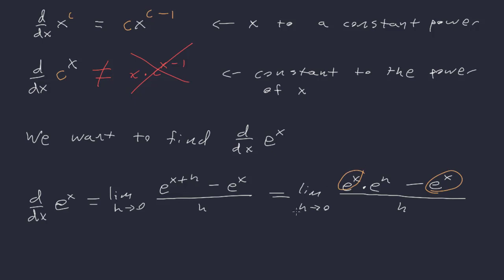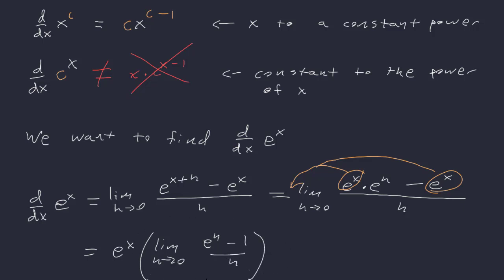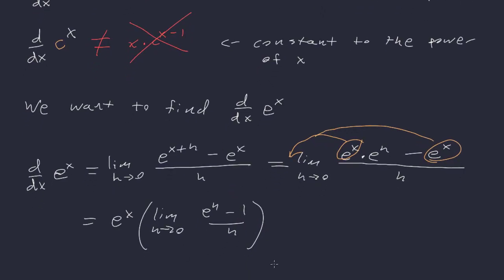They both share an e to the x, and we're taking the limit with respect to h, not x, so we can actually take that e to the x all the way out to give us essentially e to the x times the limit as h goes to 0 of e to the h minus 1 all over h. And we need to consider what happens here. Where does this limit go?